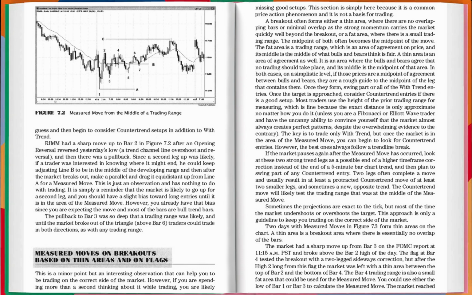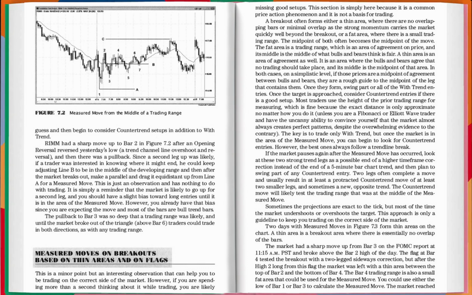A breakout often forms either a thin area, where there are no overlapping bars or minimal overlap, as the strong momentum carries the market quickly well beyond the breakout, or a fat area, where there is a small trading range. The midpoint of both often becomes the midpoint of the move. The fat area is a trading range, which is an area of agreement on price, and its middle is the middle of what bulls and bears think is fair.